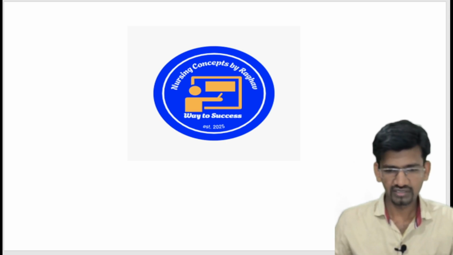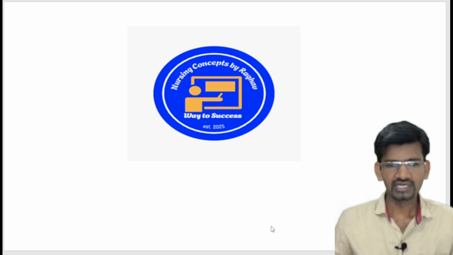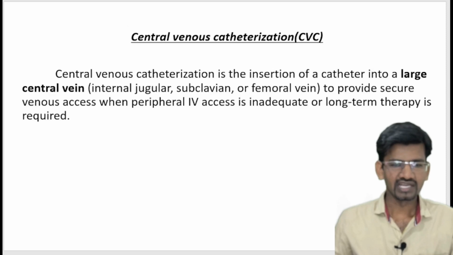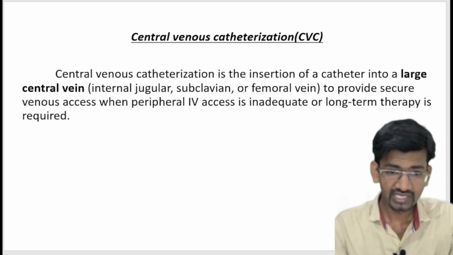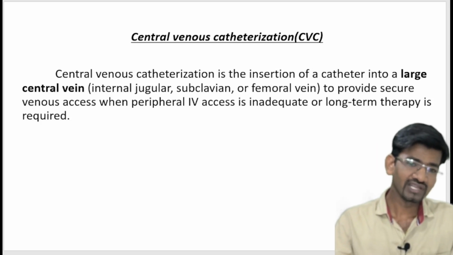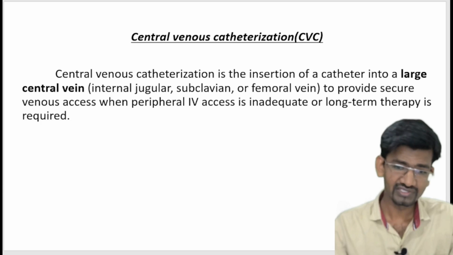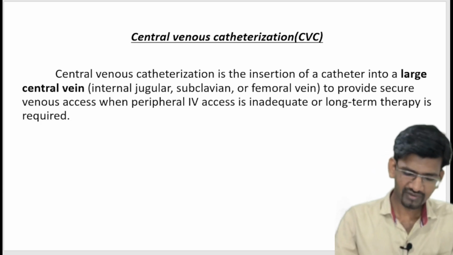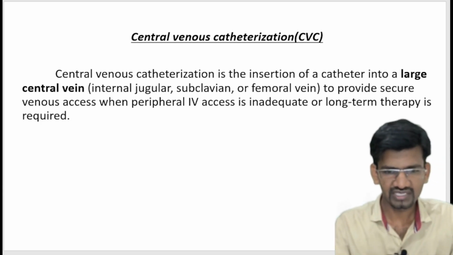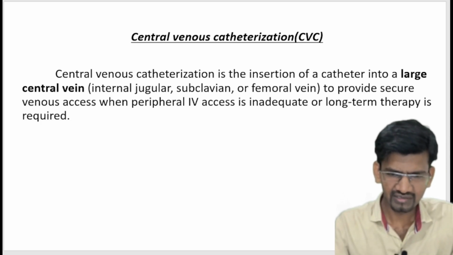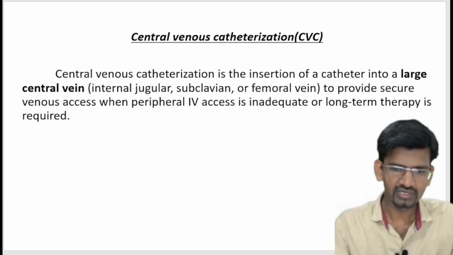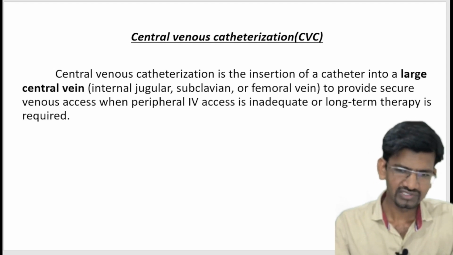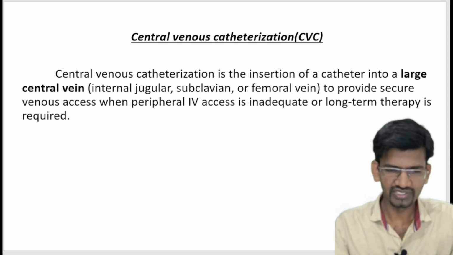Today's topic is central venous catheterization. First let us see what central venous catheterization is, and in what way it is different from peripheral venous catheterization. In peripheral venous catheterization, we insert a catheter, which is nothing but a tube, into the peripheral veins.